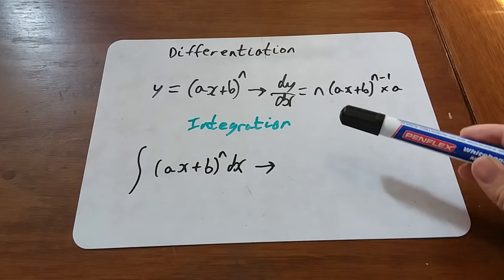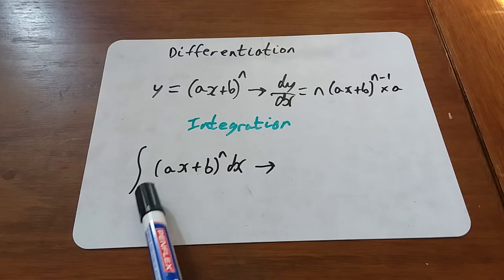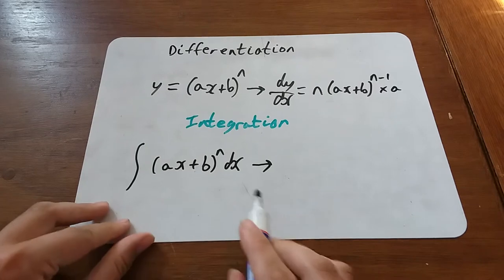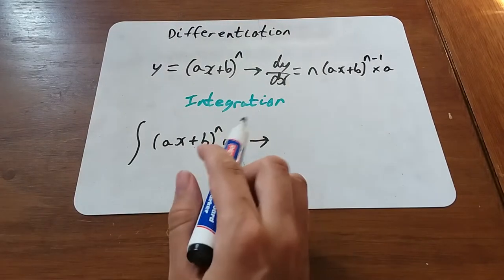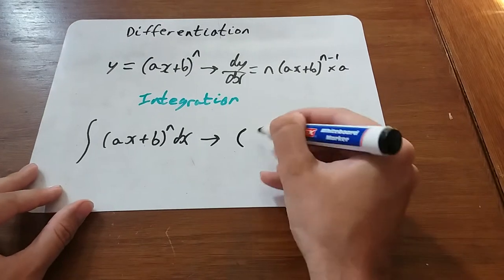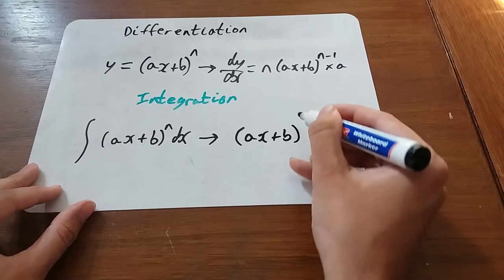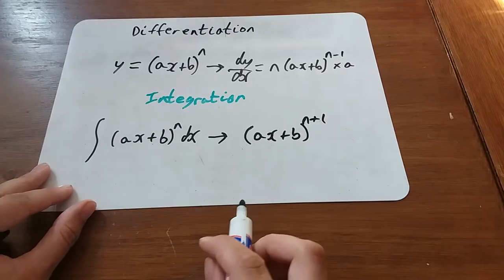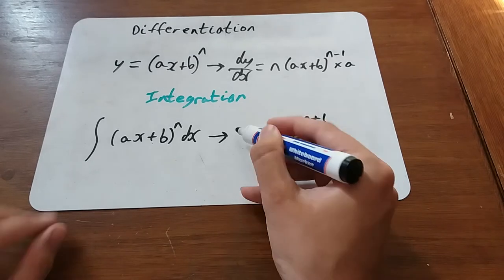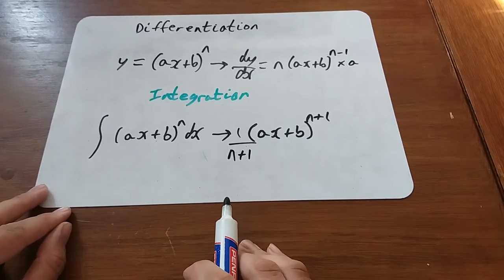With integration, we want to reverse that process. So we're going to do it kind of in the opposite order here. So we're going to be integrating something in a bracket like this. With integration, instead of the power going down by one, we're going to add one to the power. So I've still got the bracket that I had before, ax plus b. We're going to add one to the power, which is n plus one. And now we're going to divide by the new power. So I'm going to write it like this, 1 over n plus 1.